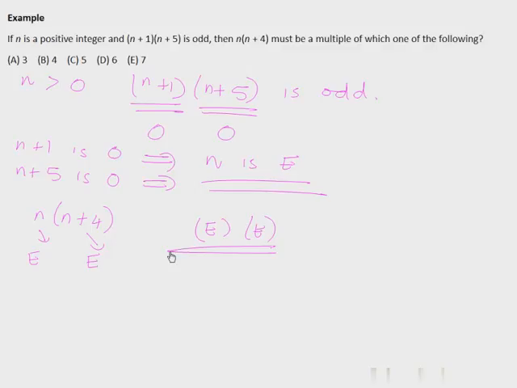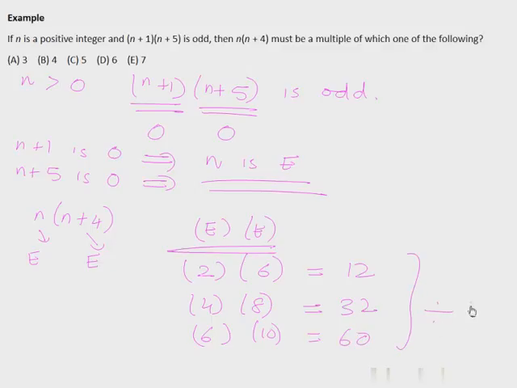But here's a quick way to do it. I want to multiply two even numbers. The first two even numbers, I'm not allowed 0, remember, because n is positive. So 2 and n plus 4, 6. That's 12. It's divisible by 4. Let's try the next. 4 and 8. Again, it's divisible by 4. 6 and 10, 60. It's divisible by 4. All these are divisible by 4. So we are done. The answer is B, 4.